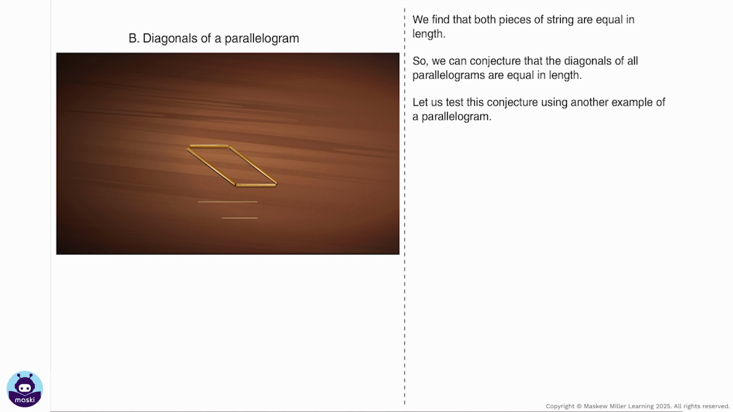We do not need to test this conjecture again on another type of parallelogram. Remember that to disprove a conjecture, we just need one counterexample. Hence, our conjecture that diagonals of a parallelogram are equal in length is not correct. Do the diagonals bisect each other?